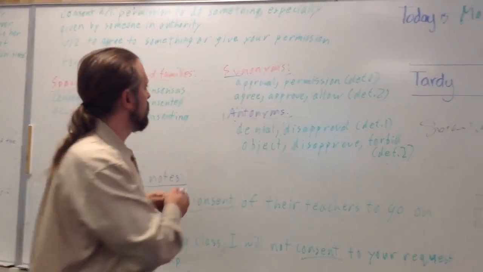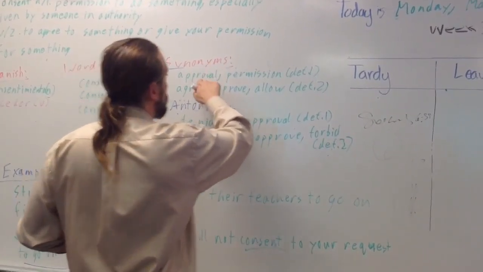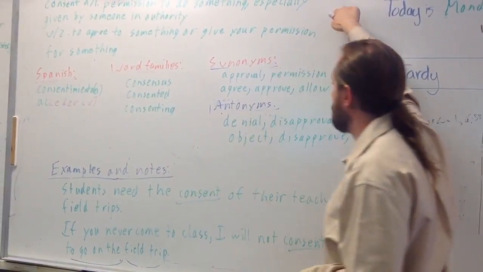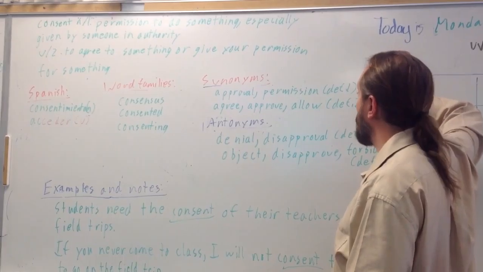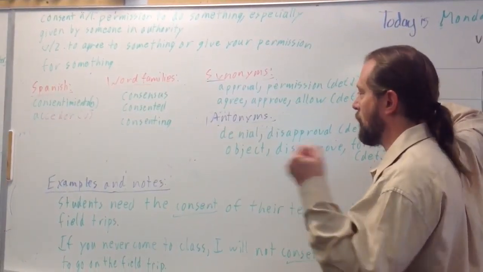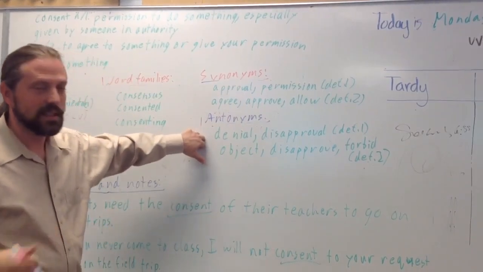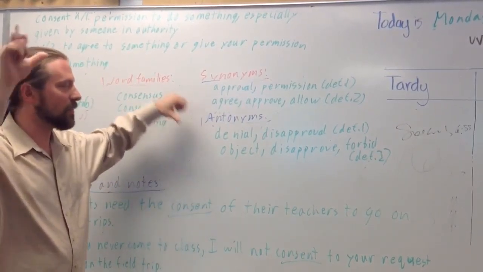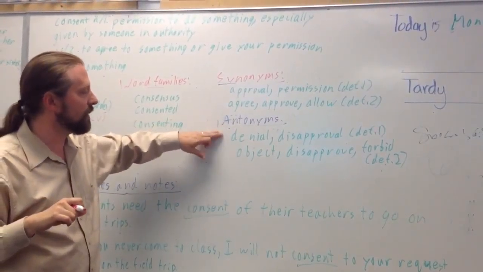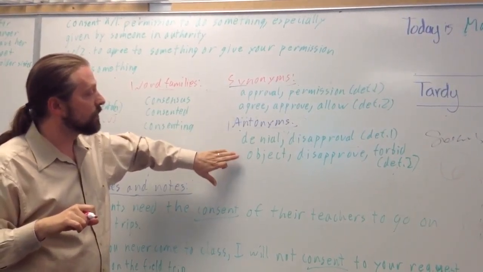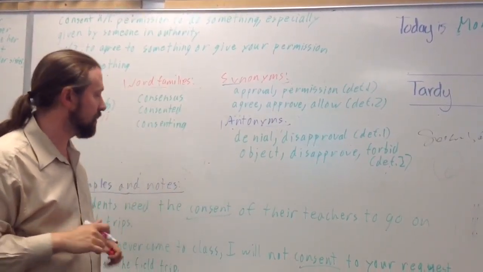Okay, and some synonyms. Approval or permission for definition one. Or for definition two, agree or approve or allow. Like, yes, you can do it. Antonyms, the opposite, would be denial. Someone, for a request, denial. No, you can't. Denial, disapproval would be definition one, the noun. Or object or disapprove or forbid could be definition two.